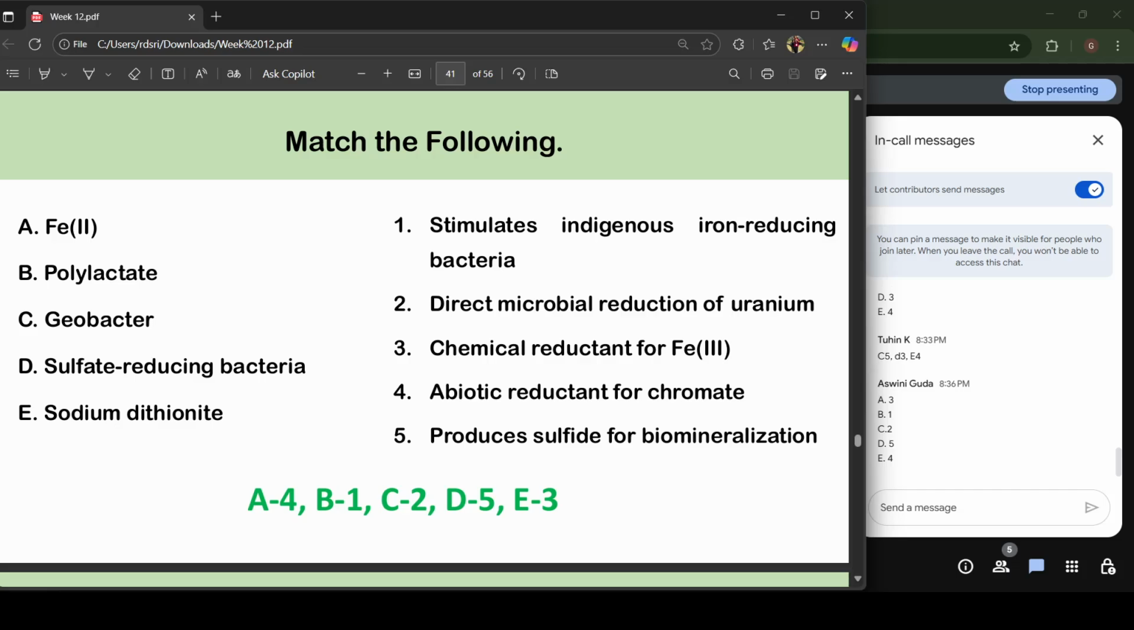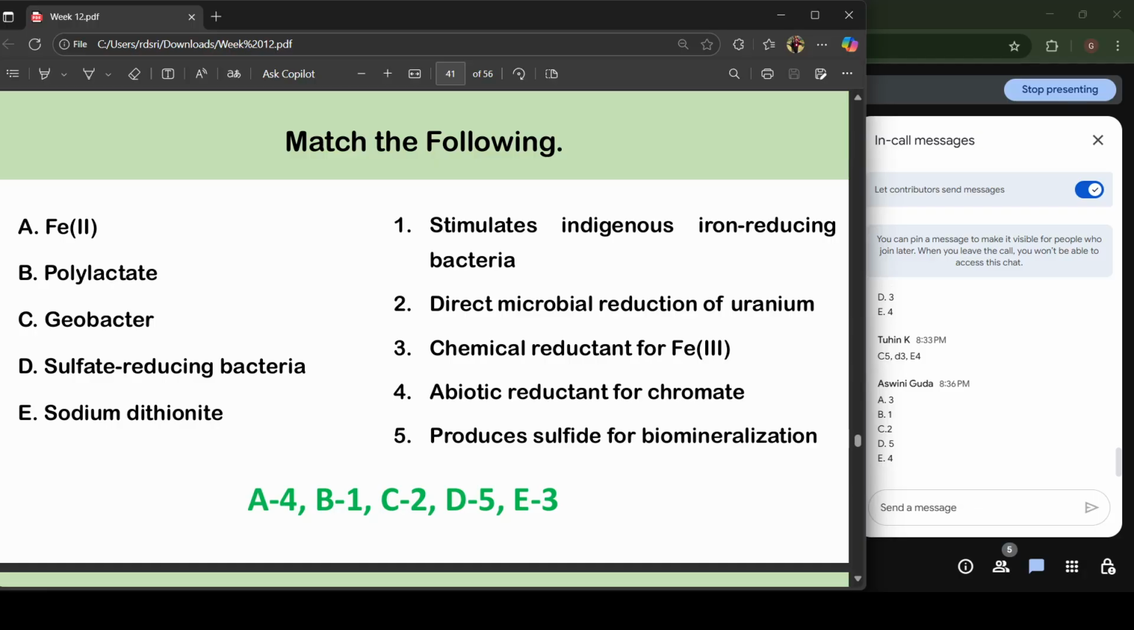Okay. So talking about the chemical reductant of iron 3, sodium dithionite is actually a strong reducing agent, and it is used to reduce the Fe3+ to the Fe2+ state. So you can find this in groundwater treatment, where sodium dithionite is used to create a reducing environment wherein we convert Fe3+ to Fe2+.